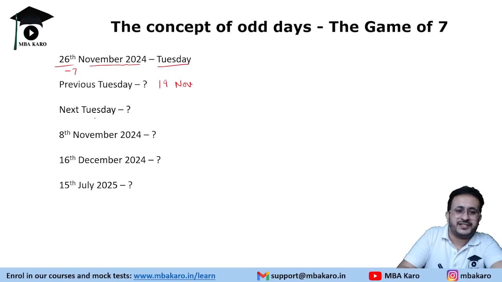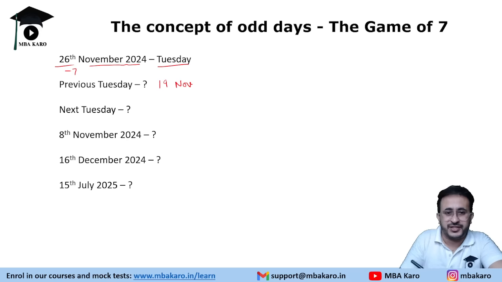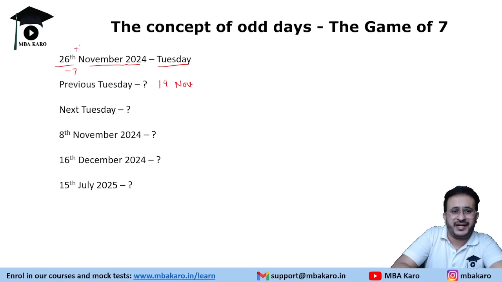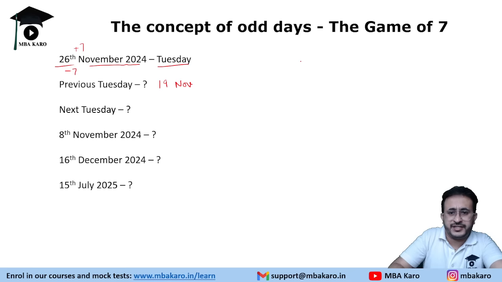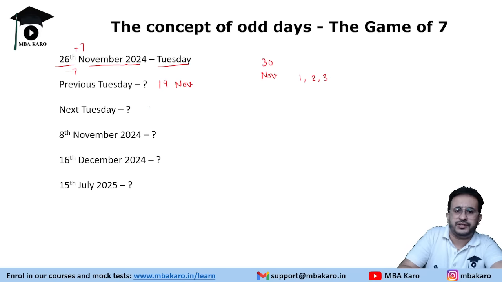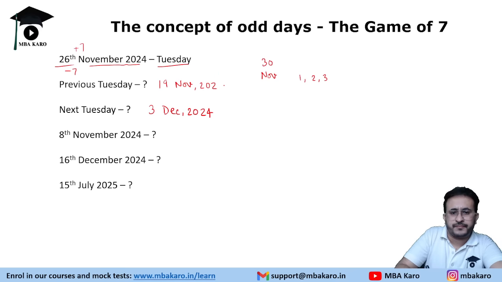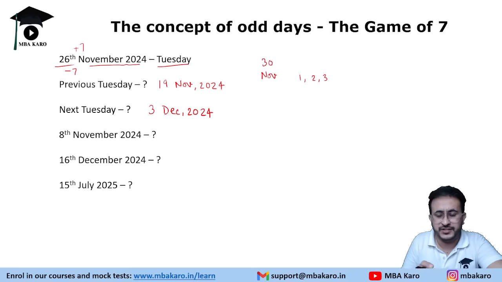Then, if I ask when will be the next Tuesday, you will say that we will add 7 to the current date. So 26 plus 7 is 33, but that is not a date, right? We have till 30 November, the last day of the month. So after that, we will have 1, 2, and 3. So that will be on 3rd of December 2024.